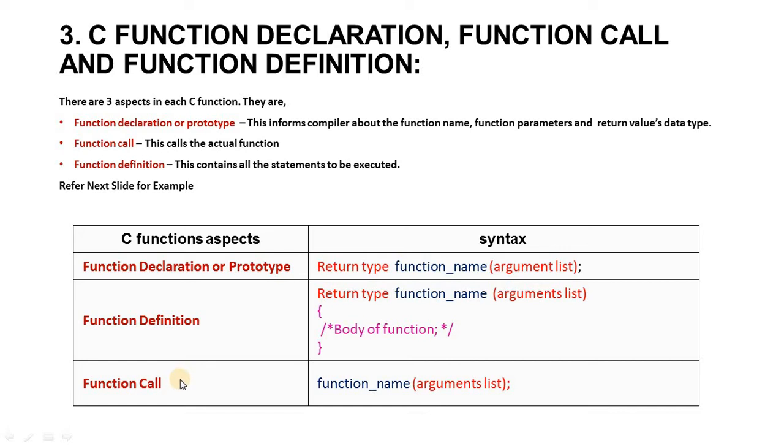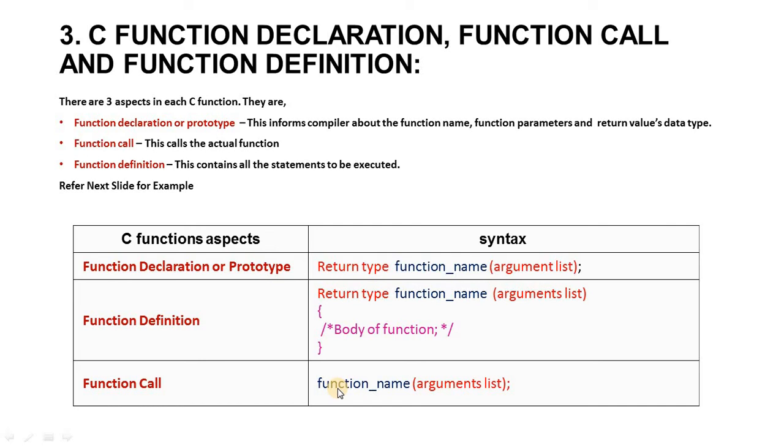So what have we discussed so far? Function declaration, which gives the information about the function name, function parameters and its return values. Apart from that, we discussed function definition. This contains all the statements which we want to execute under this particular function declaration or prototype. In simple words, it's just the body of that function. And then the function call is where we call that function in actual sense for execution.